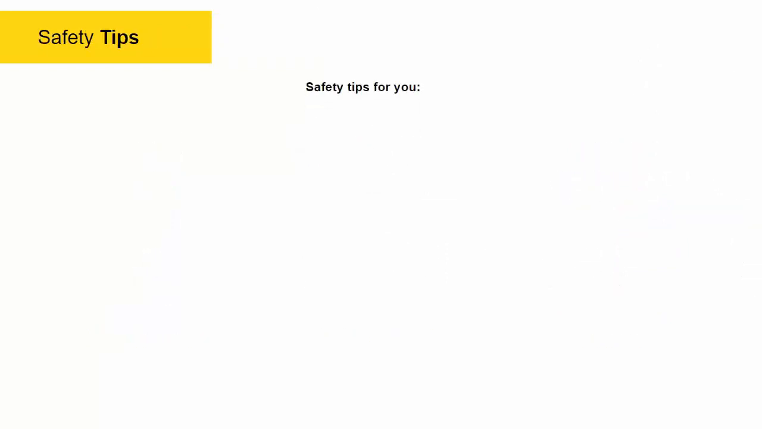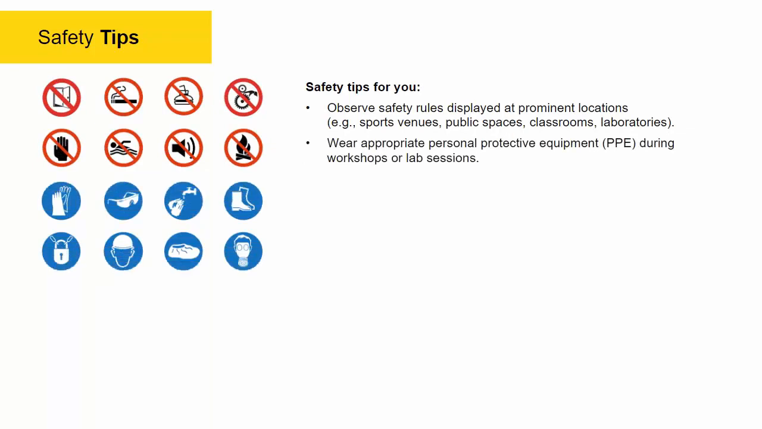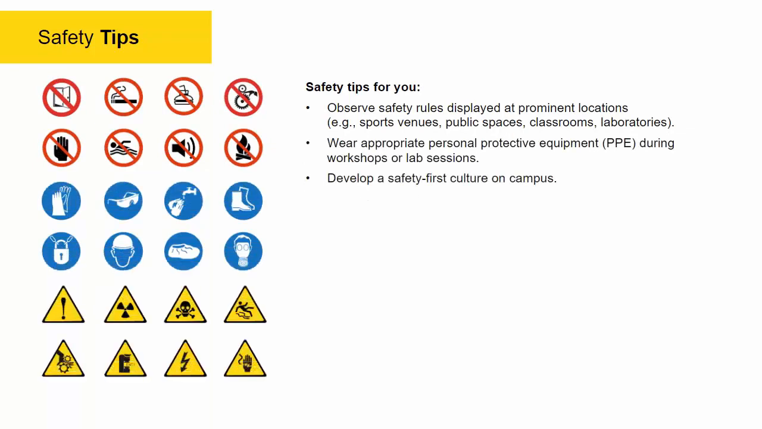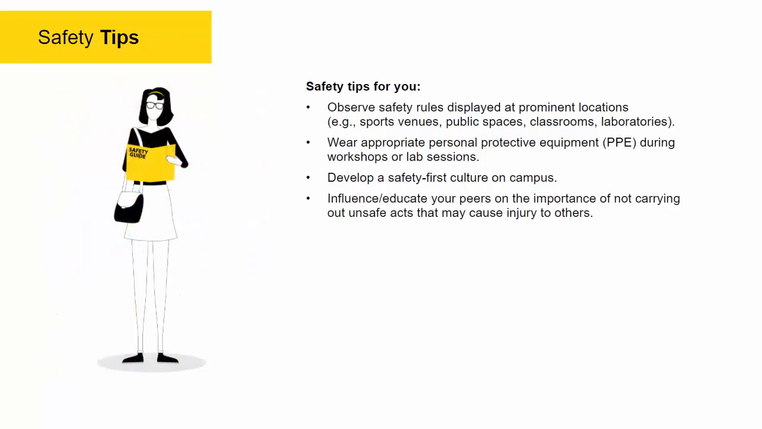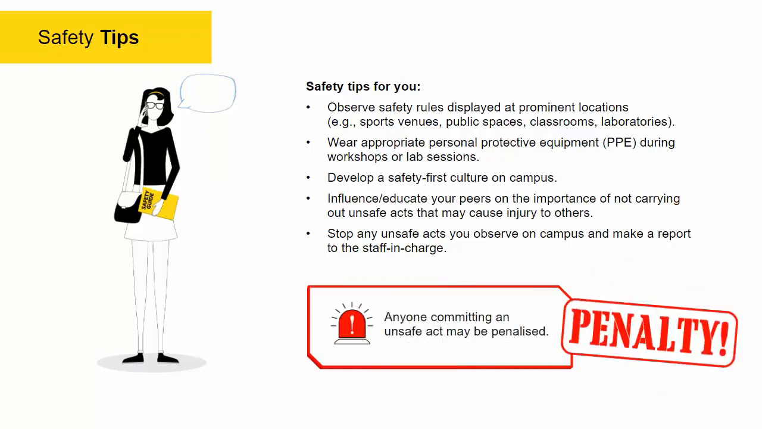To keep yourself safe on campus, you just have to bear a few pointers in mind. Observe safety rules displayed at prominent locations around campus. Wear appropriate personal protective equipment during workshops or lab sessions. Try to develop a safety-first culture on campus, to influence your peers on the importance of not carrying out unsafe acts that may result in injury to others. And lastly, stop any unsafe acts you observe on campus and make a report to the staff in charge. Do note that anyone committing an unsafe act may be penalized.